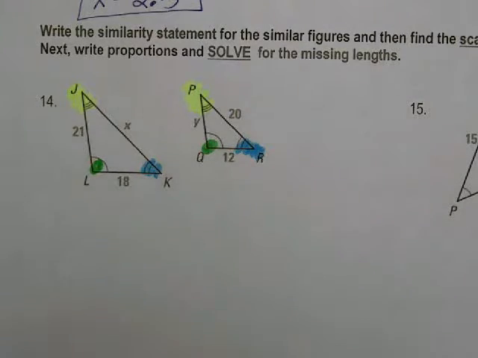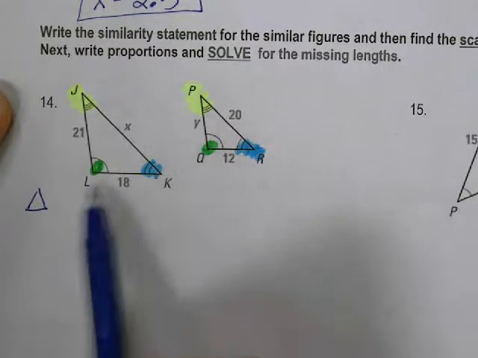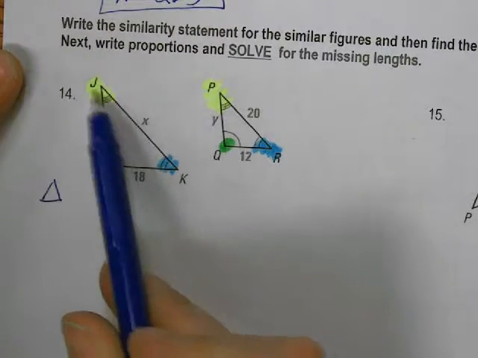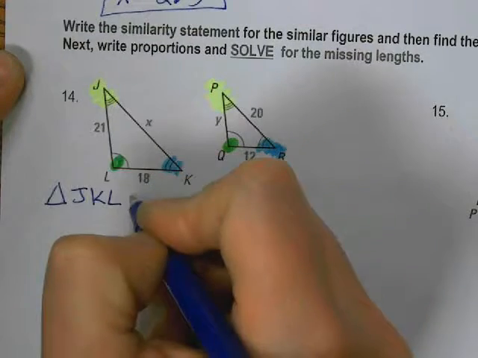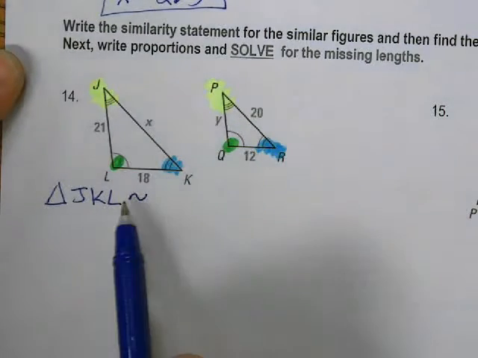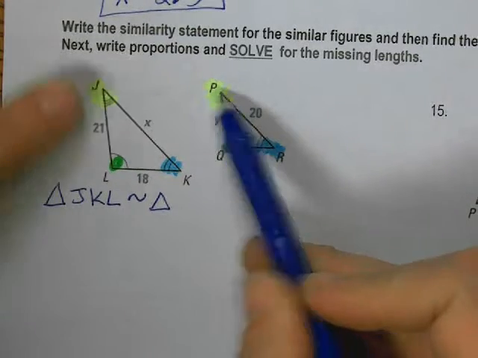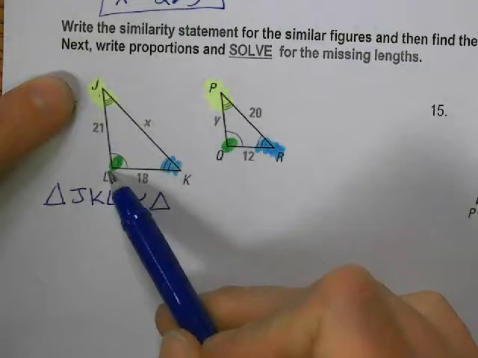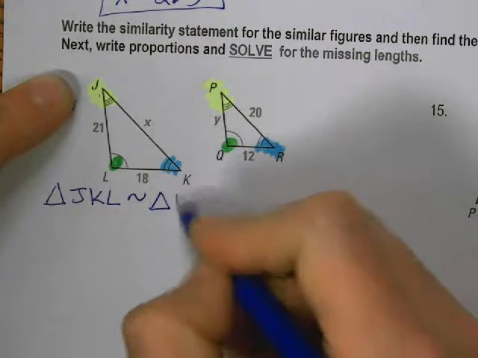So now we're going to write our similarity statement. So that means we say triangle, and then we just write our letters. I'm going to go in alphabetical order, so JKL is similar. Remember, the similar is this little squiggly. And then triangle, so it was yellow, blue, green. Yellow, blue, green. So PRQ.